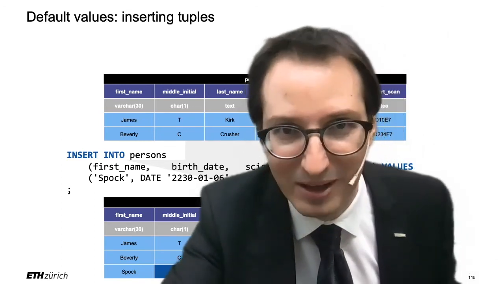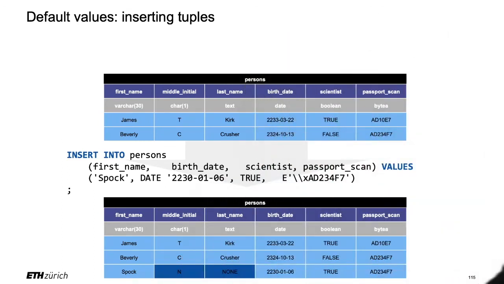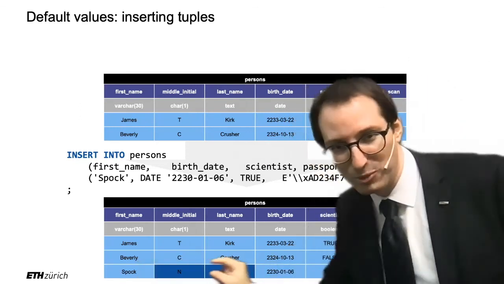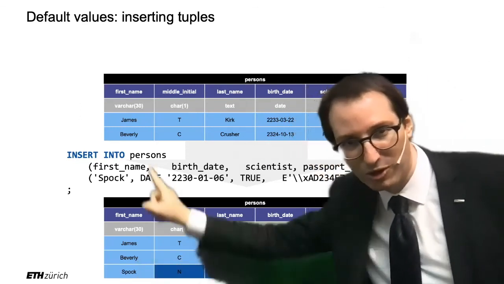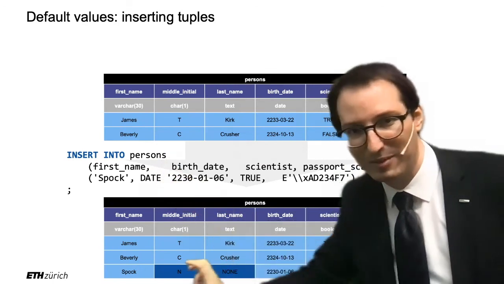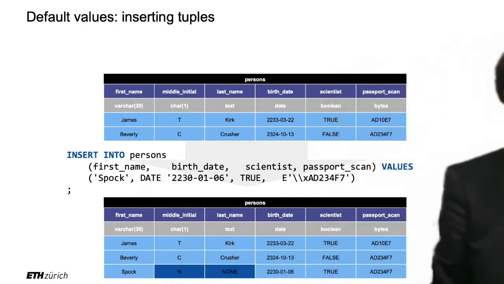Open the chat and close the chat, and there you go. So now you see I don't have nulls anymore. In the columns that I didn't specify here, middle name, last name, now I have n and none, right? It's magic. That's the power of a relational database system. It does it for you.